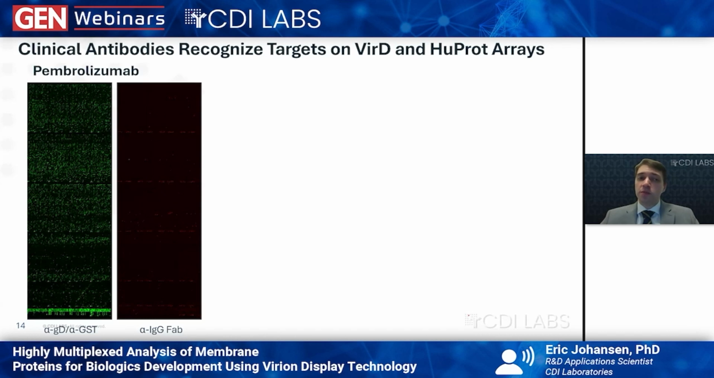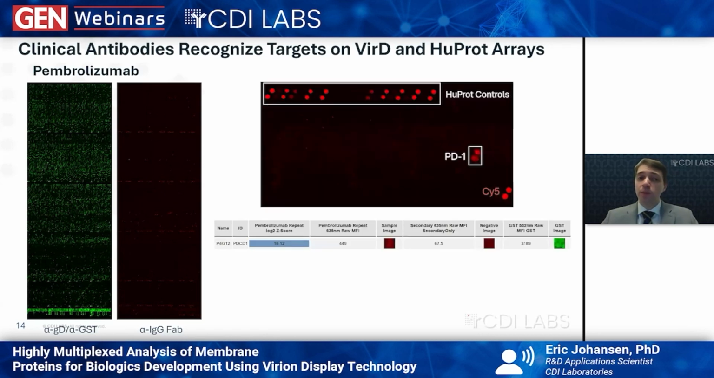In order to determine where pembrolizumab is binding, we look specifically with an anti-human IgG against the Fab region. And we can see a relatively blank HuProt array. This is because pembrolizumab, amongst all 21,000 proteins printed on the array, only binds to a single place, and that is PD1, which is rather remarkable in that out of all the proteins on these arrays, it doesn't have any cross-reactivity with anything else. So it is truly a gold standard for how specific a therapeutic antibody can be.